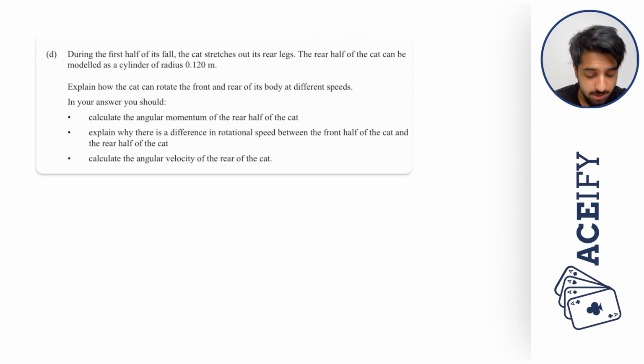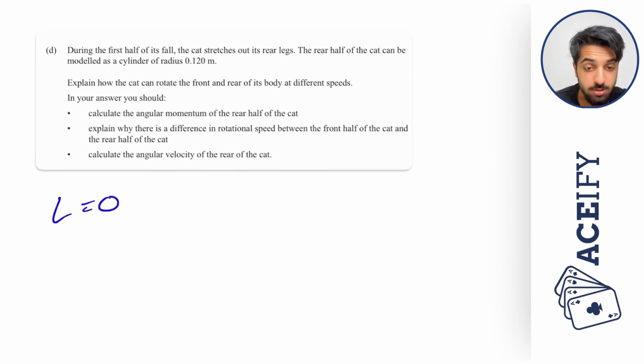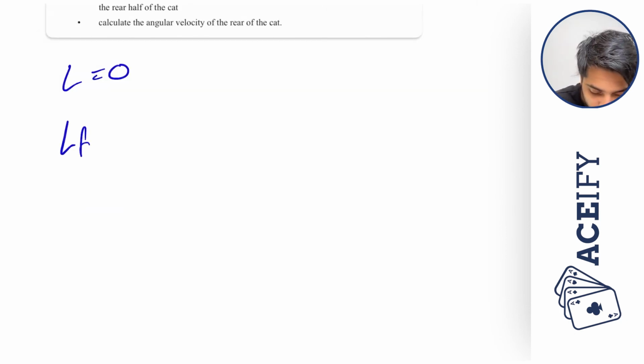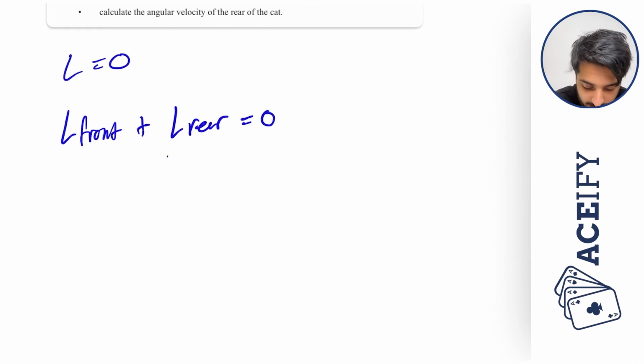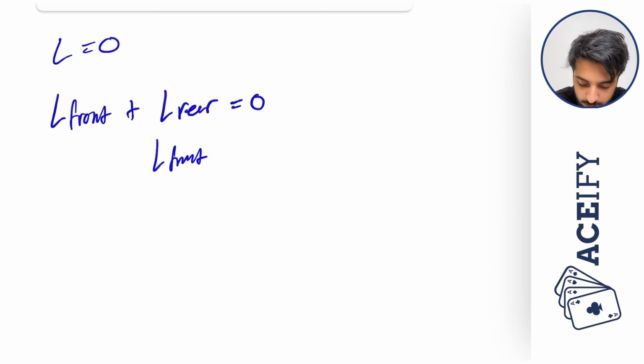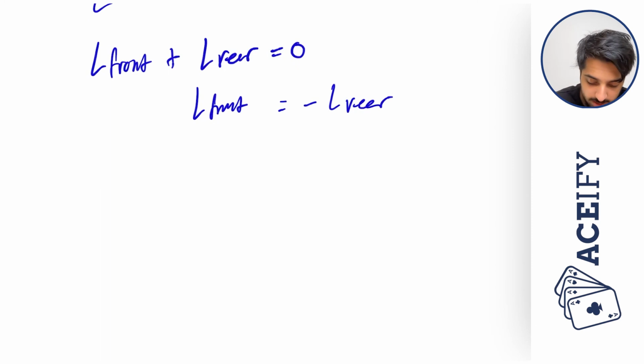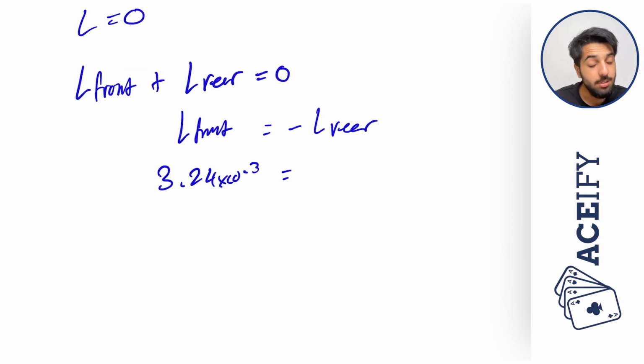So as discussed in the previous question, angular momentum must equal 0, and so the angular momentum of the front plus the angular momentum of the rear must equal 0. Rearranging this, we can say that the angular momentum of the front is equal to negative the angular momentum of the rear. We know that the angular momentum of the front is 3.24 times 10 to the negative 3, and therefore the angular momentum of the rear is equal to negative 3.24 times 10 to the negative 3.